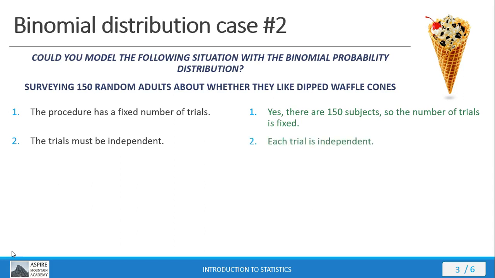Well, each trial is independent. Again, what you like or don't like depends entirely upon you. Third requirement, each trial must have one of only two outcomes. Do we have this requirement met?